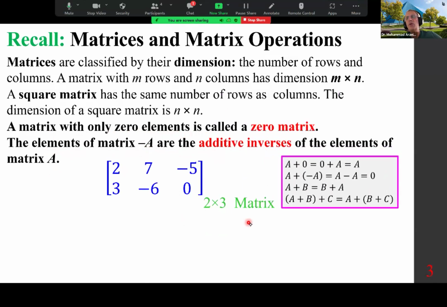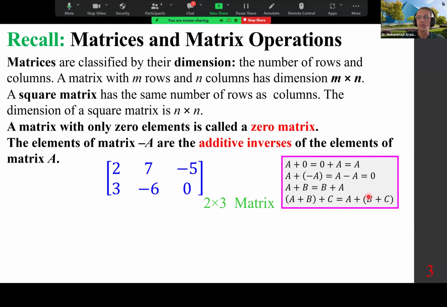Matrix operations are very similar to operations in algebra, operations on numbers. A plus 0 is 0 plus A equals A, where 0 is the zero matrix. A plus minus A, or A minus A, equals 0, where minus A is the opposite matrix. A plus B is the same as B plus A. A plus B plus C is the same as A plus B plus C. In other words, the commutative and associative properties of numbers now apply to matrices.